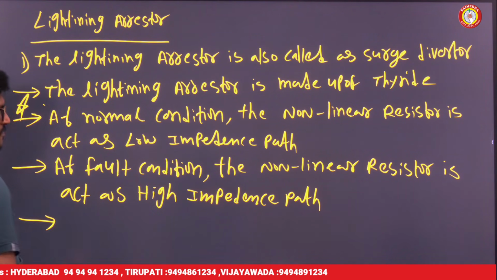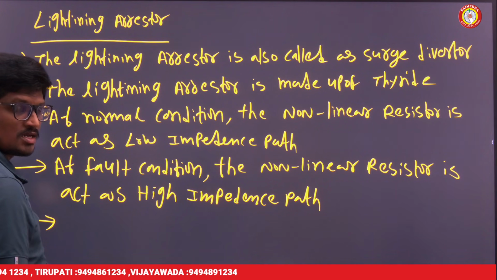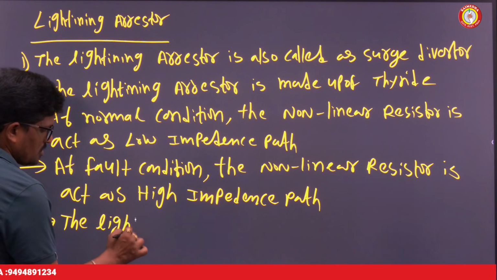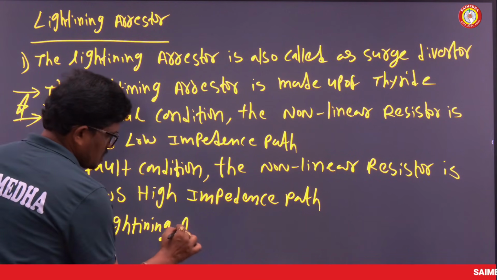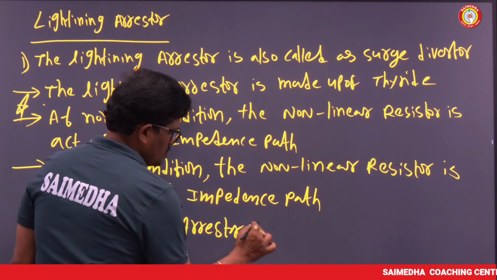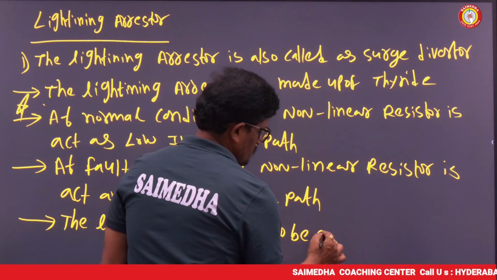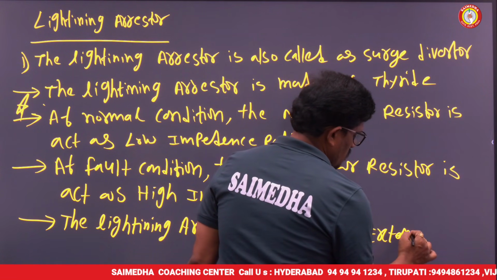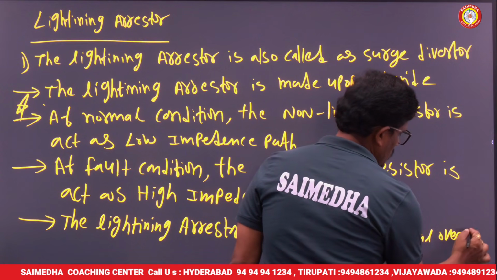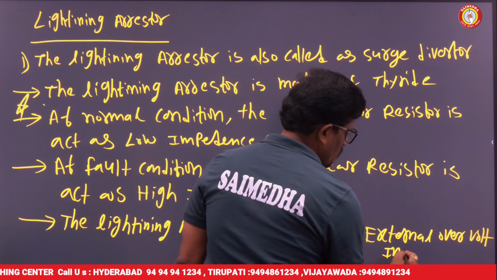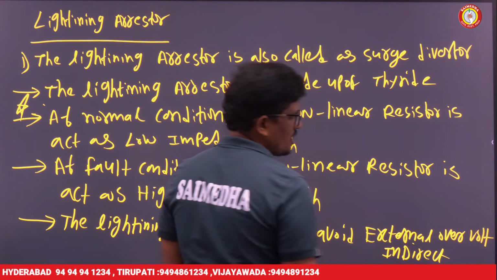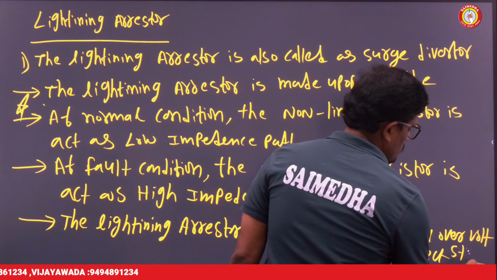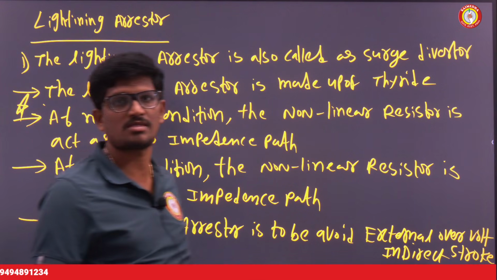And the next point of the lightning arrestor: the lightning arrestor is used to avoid external over voltage from indirect strokes, not for direct strokes. Mostly these are designed for indirect strokes. Okay, indirect stroke. This is a very, very important point for competitive examinations.